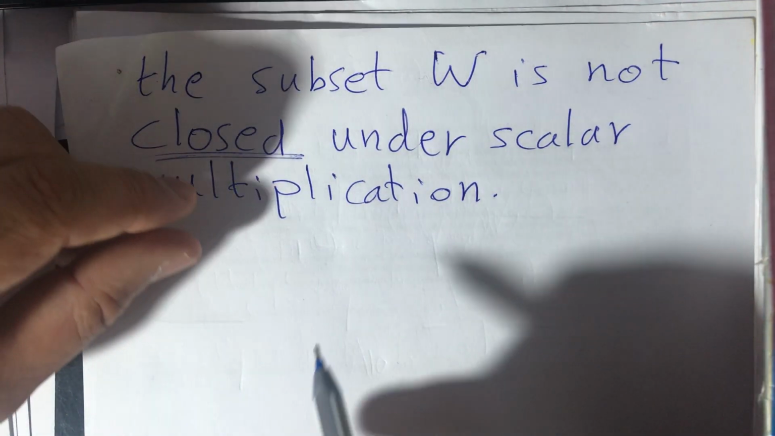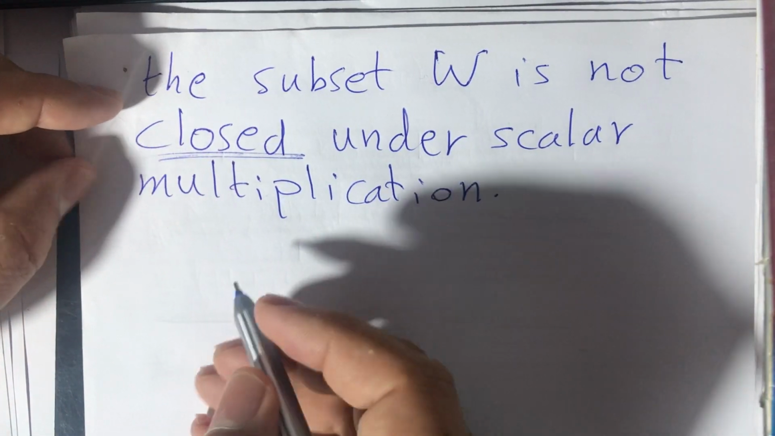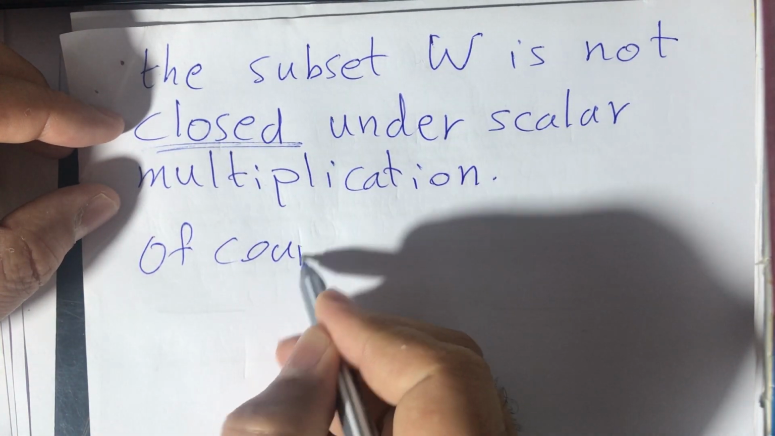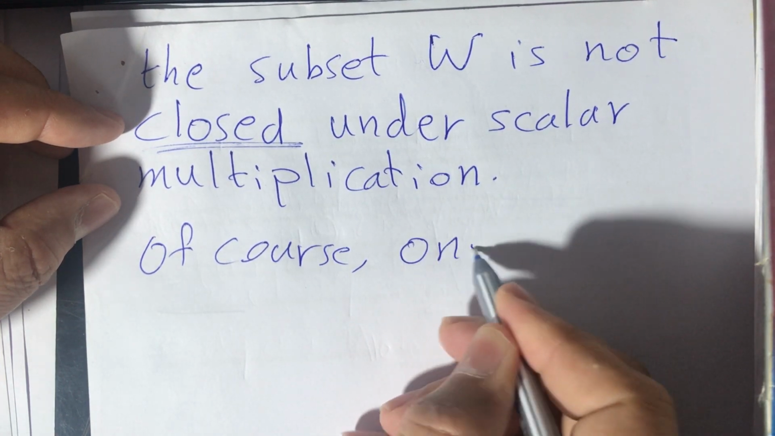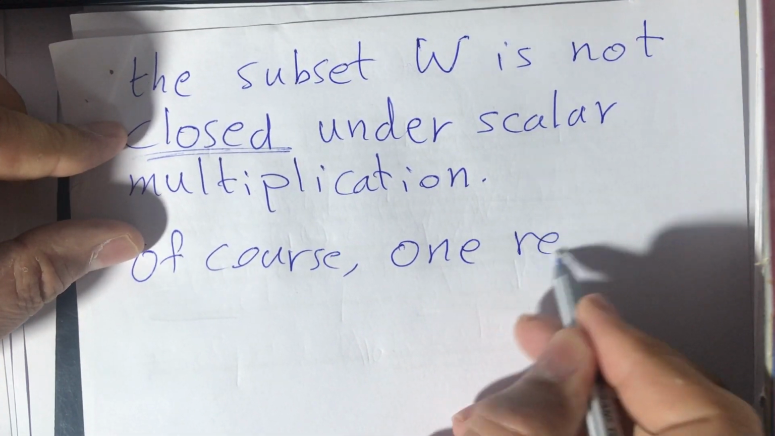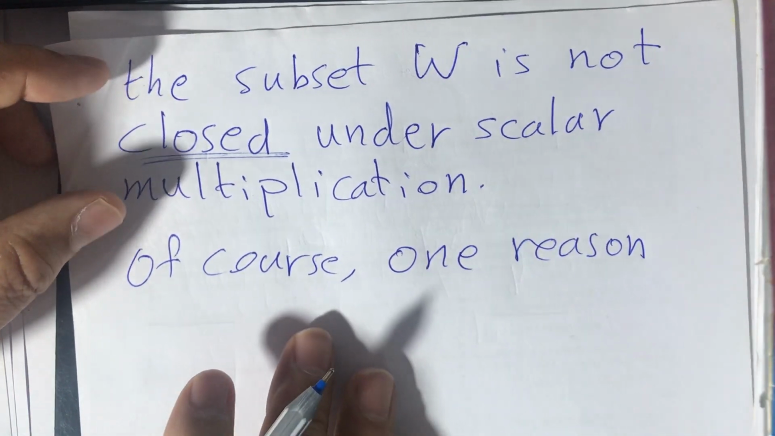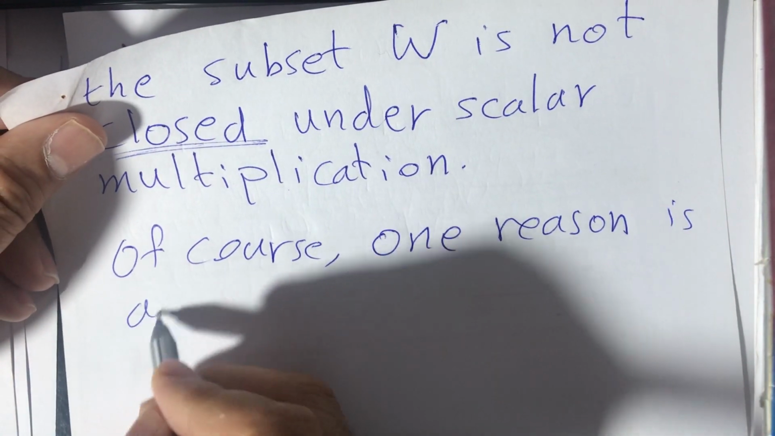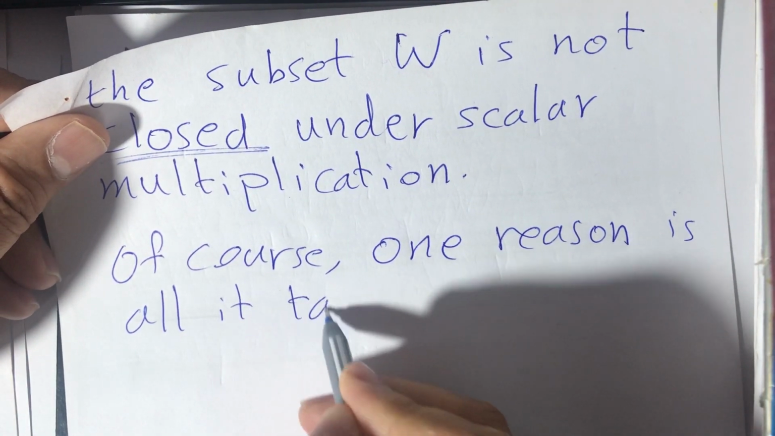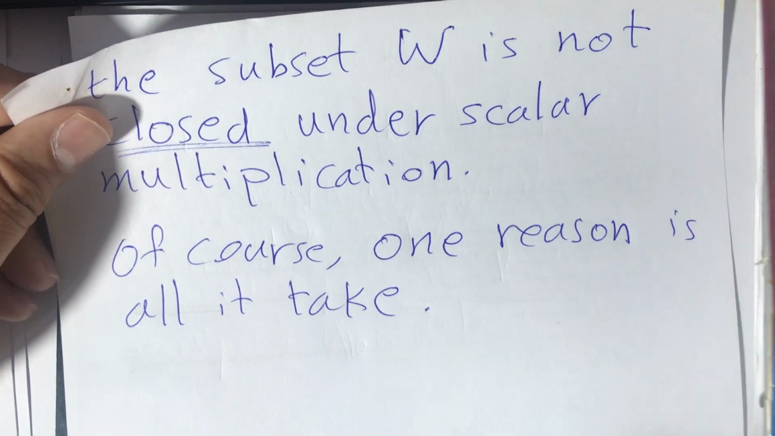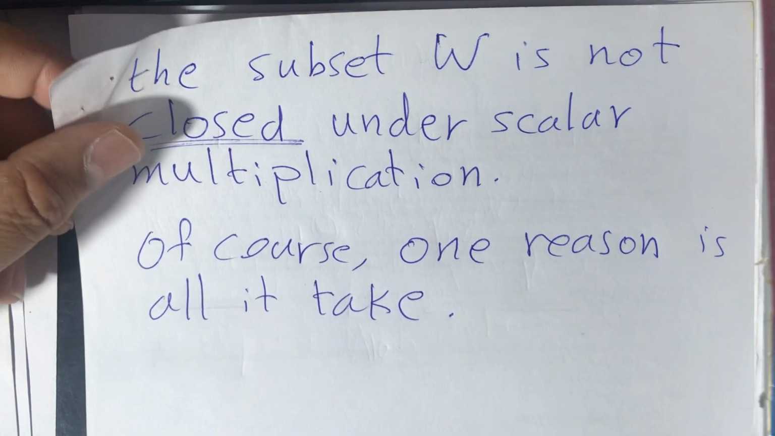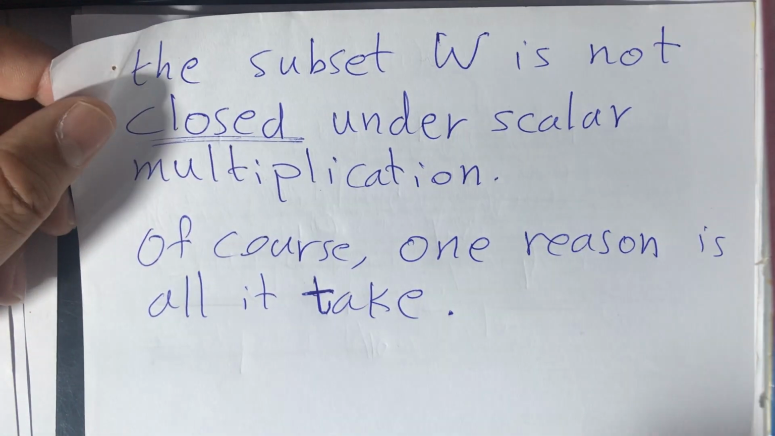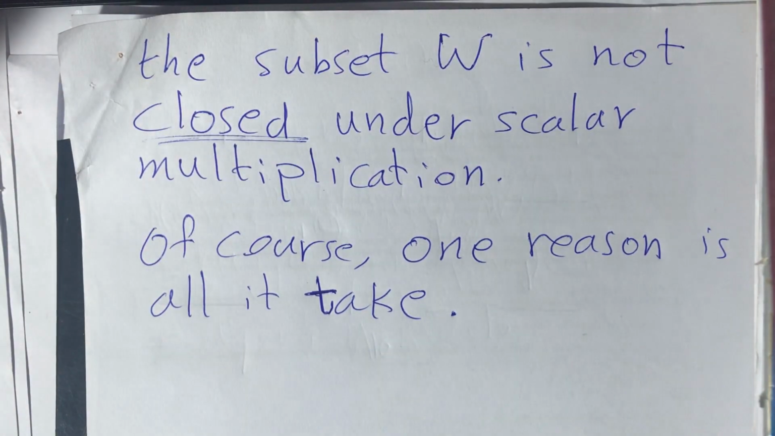Now, for these reasons, we can say, of course, one reason is all it takes. One reason is enough to say this set is not a subspace. Just one is enough, but we explain all.